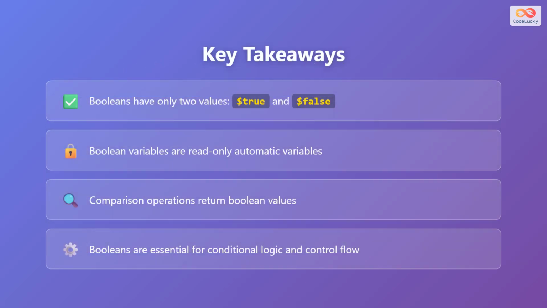Let's review what we've learned. First, Booleans have only two values, $true and $false. Second, these Boolean variables are read-only automatic variables that cannot be changed. Third, comparison operations return Boolean values automatically. And finally, Booleans are essential for conditional logic and control flow in your PowerShell scripts. Understanding Booleans is crucial for writing effective scripts that make decisions based on conditions.